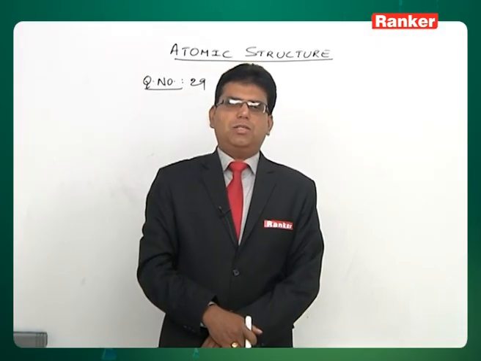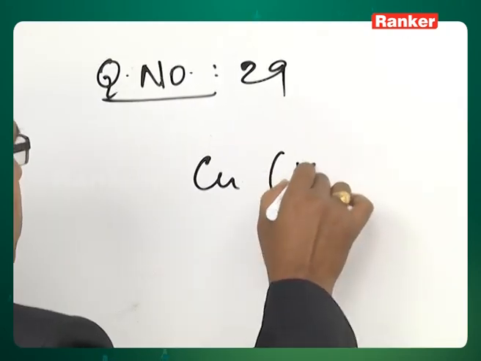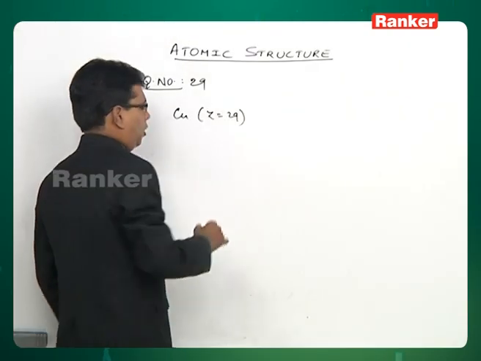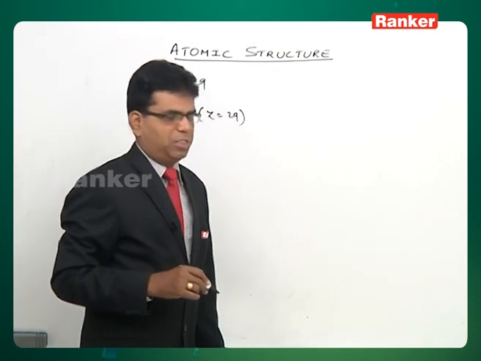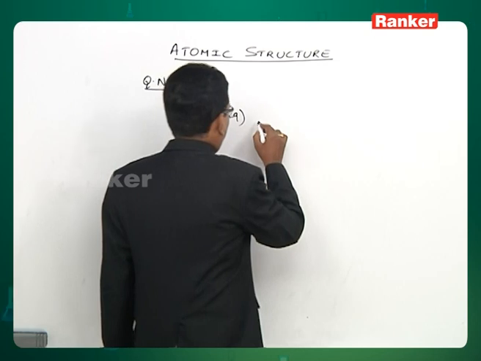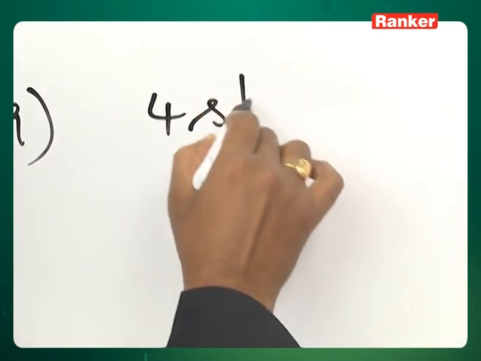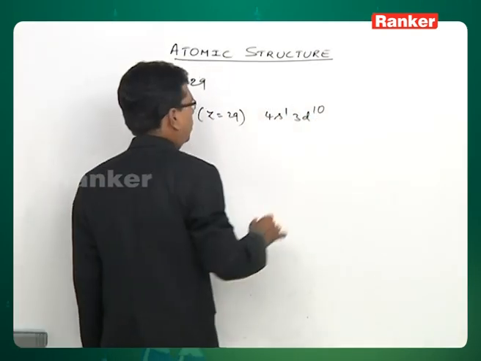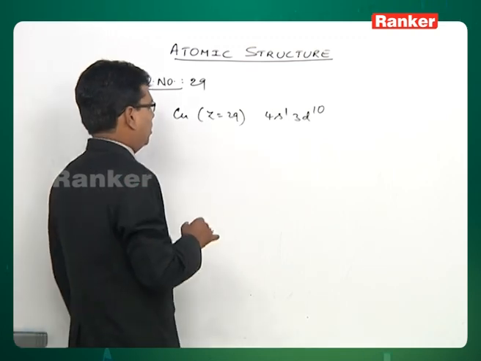Now let's move on to question number 29. This is related to electronic configurations of elements. It's again an important question. What it says is the electronic configuration of Cu2+. First of all, copper, atomic number 29. For copper with atomic number 29 and chromium with atomic number 24, we have some exceptional configurations. Copper with atomic number 29 has the valence electron configuration of 4s1 3d10. This is the valence electronic configuration for the neutral copper atom with atomic number 29.